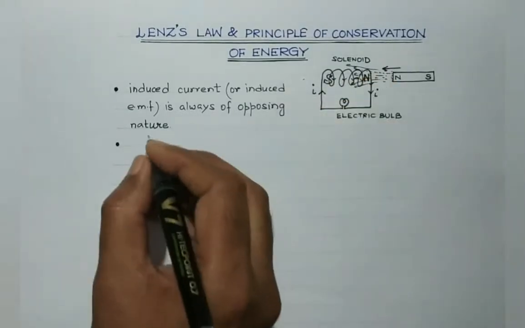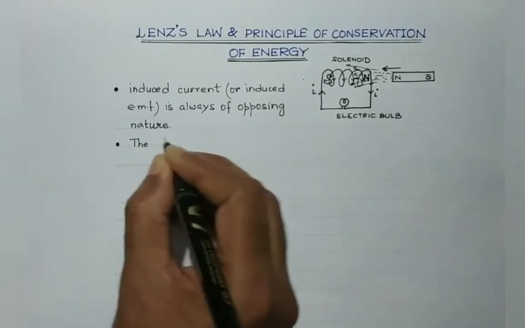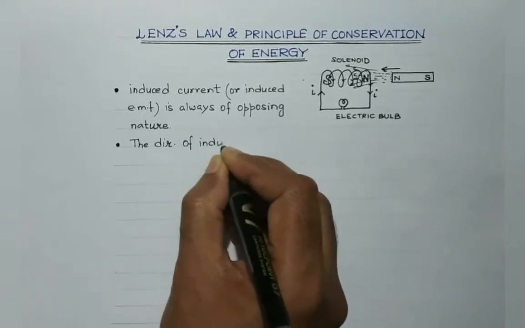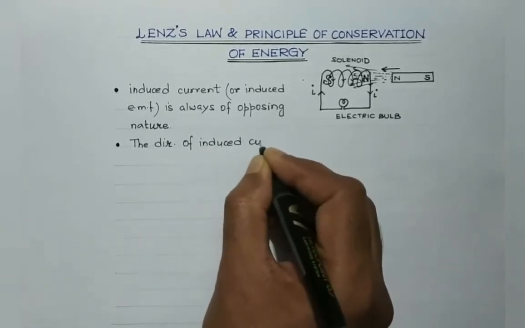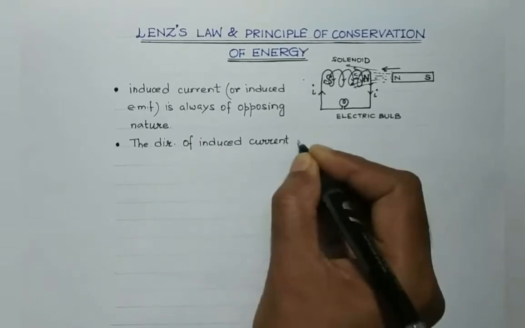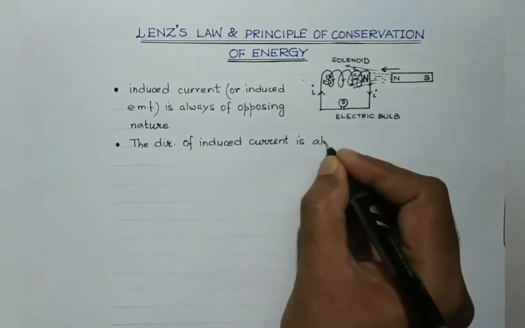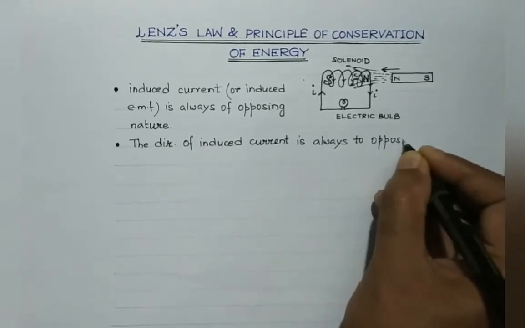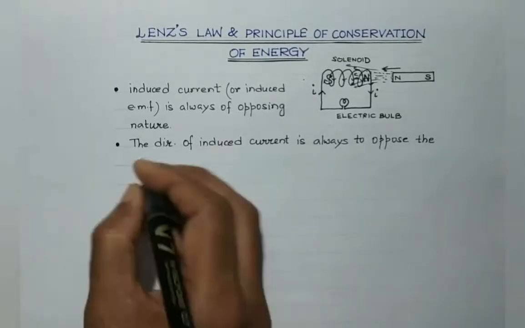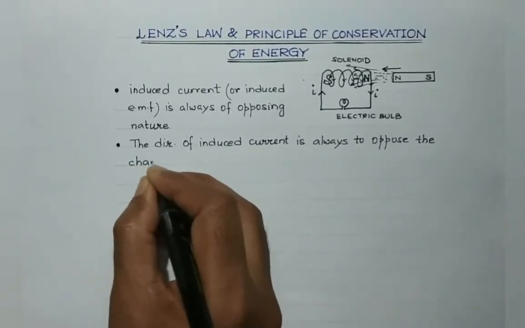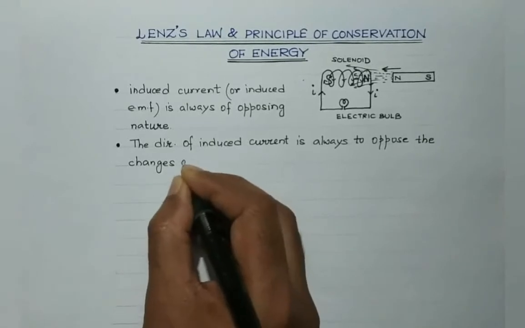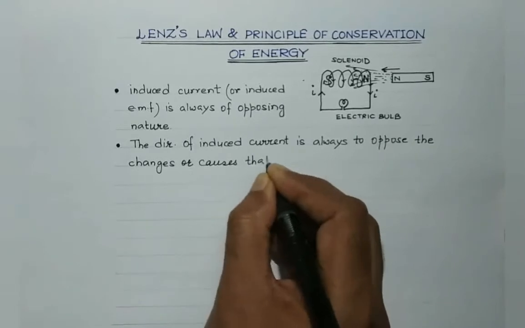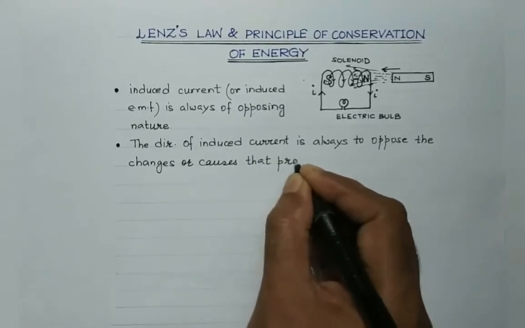So the direction of the induced current is always to oppose the changes or the causes that produce it. So it's always of opposing nature.